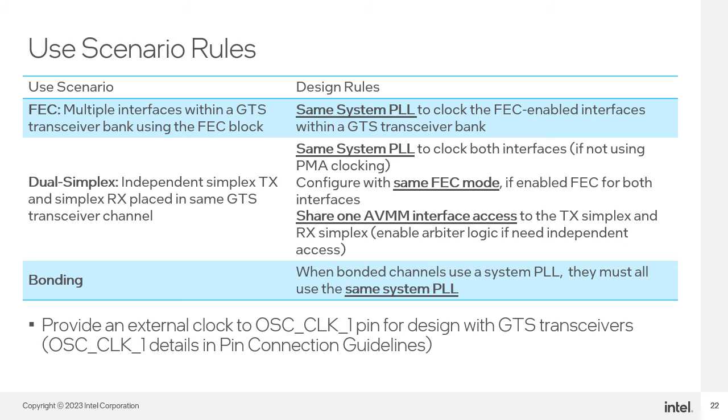There is only one AVMM access to the channel. If you have 2 different TX simplex or RX simplex, then you either must share one interface or enable an arbiter logic if you need independent access to both TX and RX. As of now, the arbiter logic is available as a choice in the IP when you need to enable the different interface to those simplex.